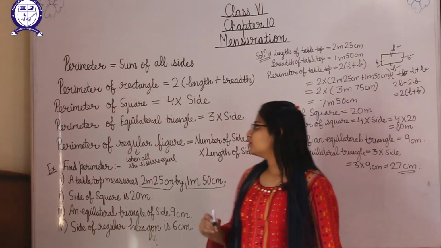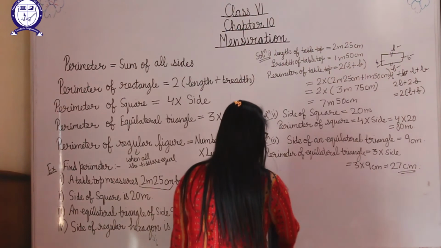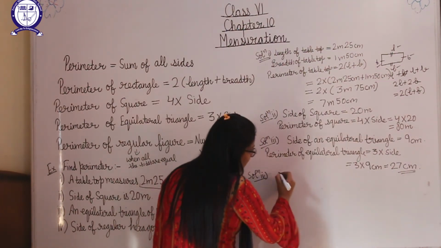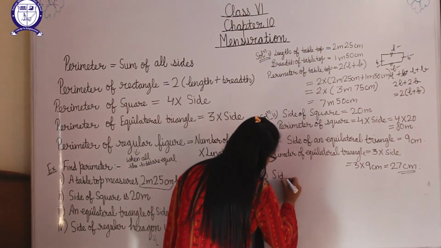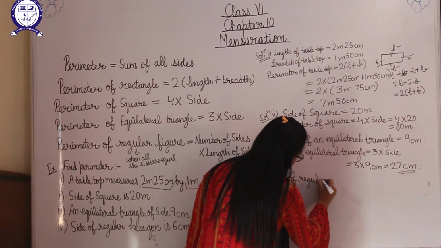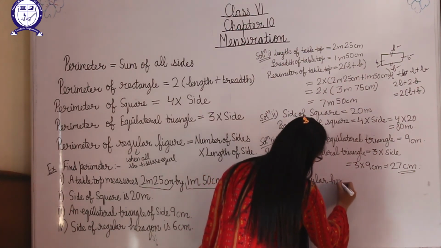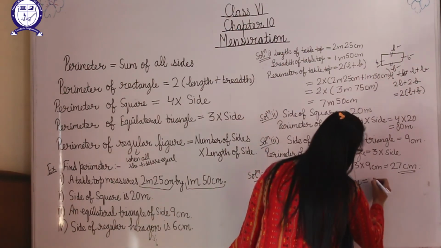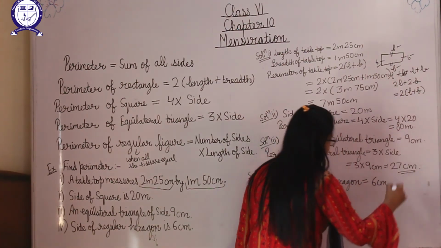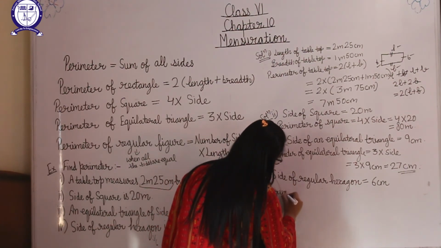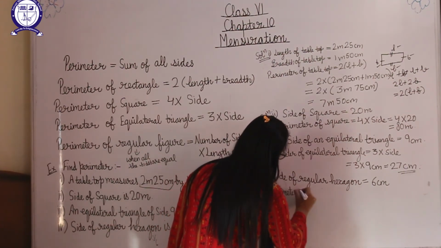Okay. So for the solution fourth, we will write that side of regular hexagon is given as 6 centimeter. It is given to be 6 centimeter. Now what we have to find out? Perimeter of regular hexagon we have to find out.